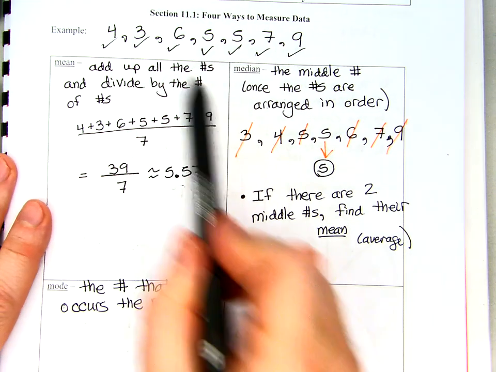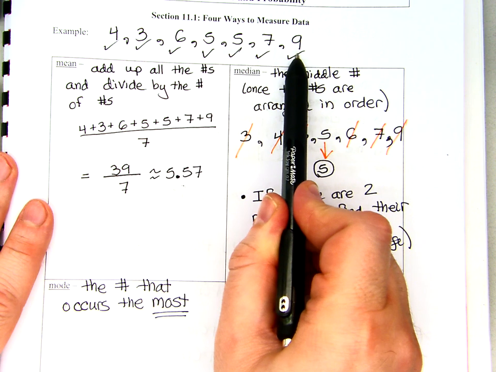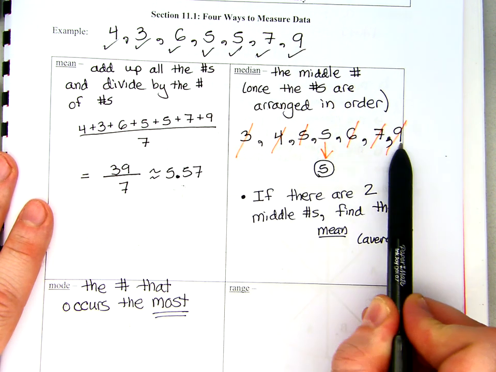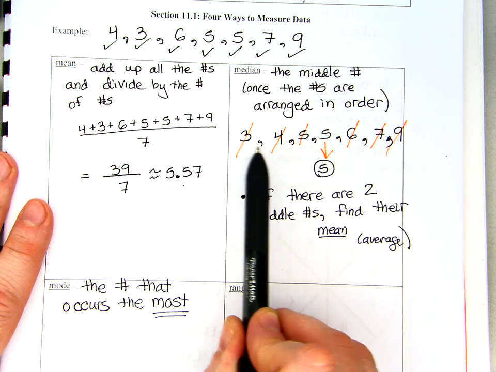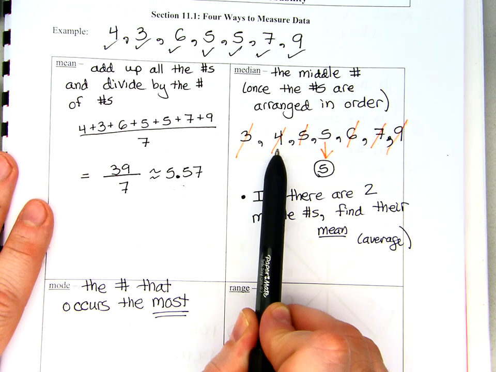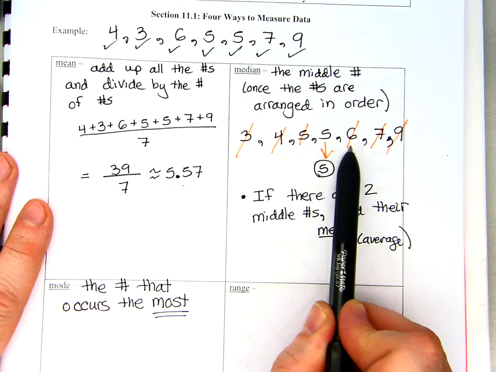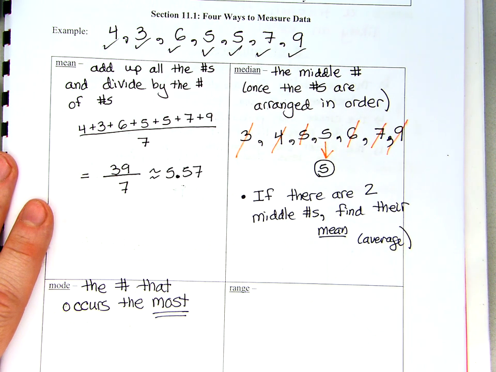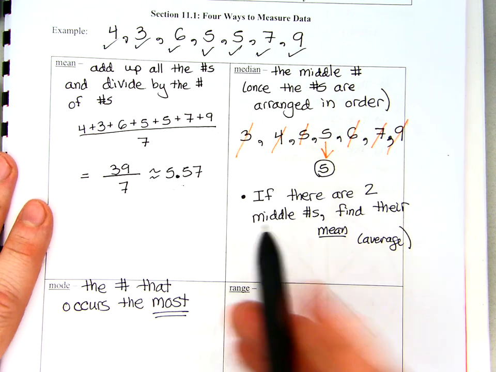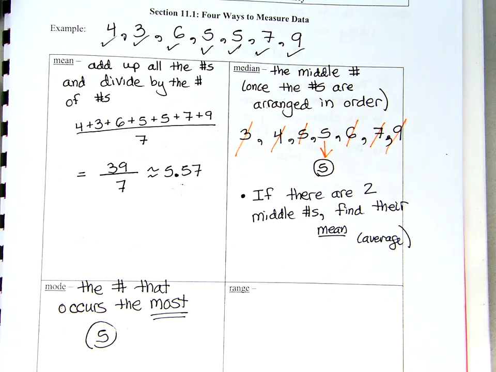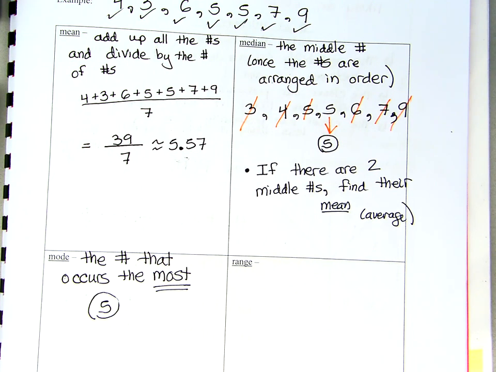Well, I can go back to my data over here. Although actually, I think it would be even easier to look at the data over here that's already in order for me. 3 shows up once, 4 shows up once, 5 though shows up twice. Then 6 once, 7 once, 9 once. Because the 5 showed up more than the other numbers, my mode is 5.